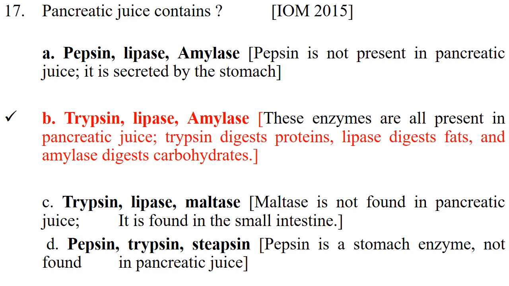And option A, pepsin, lipase, and amylase, is incorrect because pepsin is not present in pancreatic juice. It is secreted by the stomach. Option C, trypsin, lipase, maltase, is incorrect because maltase is not found in pancreatic juice. It is found in the small intestine. And option D, pepsin, trypsin, and steapsin, is incorrect because pepsin is a stomach enzyme not found in pancreatic juice.